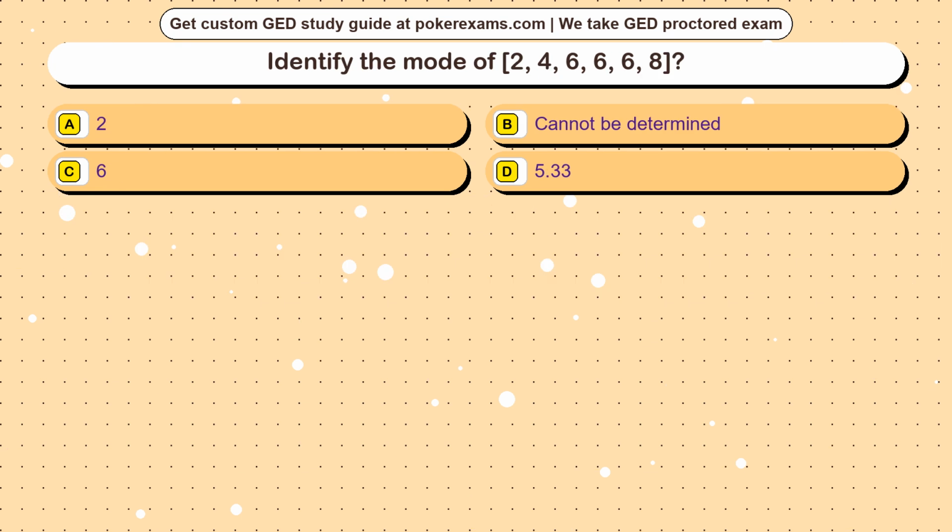Question 17. Identify the mode of 2, 4, 6, 6, 6, 8. Option A, 2. Option B, cannot be determined. Option C, 6. Option D, 5.33.